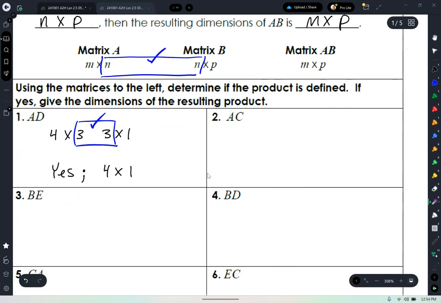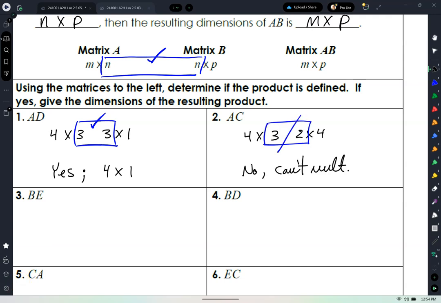Okay, let's do number 2. AC. Let's see what you can do. Go ahead. Write it out like the way I wrote out the first one. So you should have come up with something that looks like this. So I just put a slash mark through that box if I can't multiply, because my columns in matrix A do not match my rows in matrix C. So that is an undoable multiplication problem. And when we get into doing the multiplication part, you're going to see why this has to be in place for us to be able to do that. Okay? Got the idea what we're doing here?